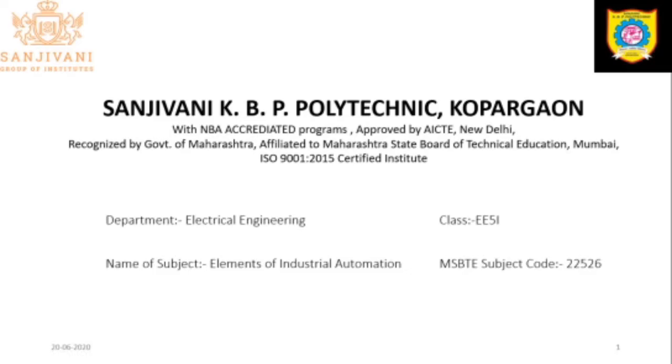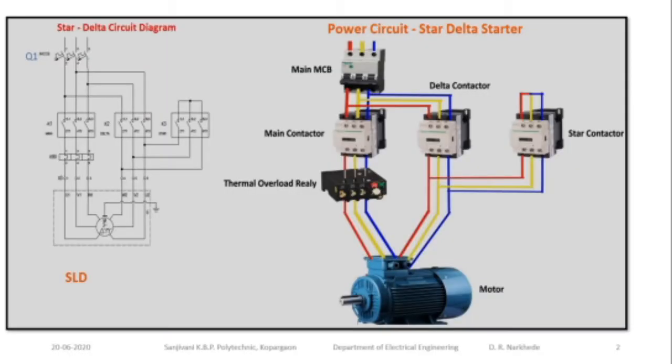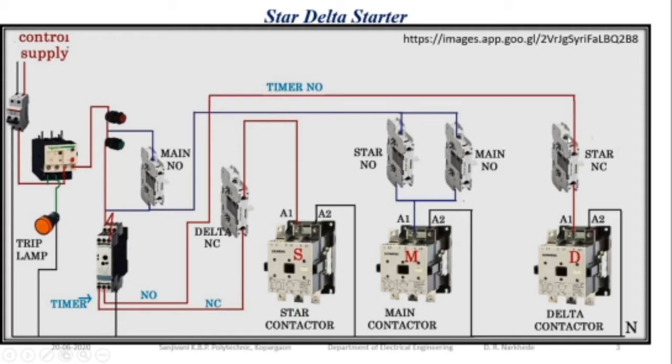Hello friends, in the last lecture we discussed the semi-automatic star delta starter. In the power circuit we already discussed that there is a main contactor, one delta contactor, and one star contactor. Basically the main contactor is directly connected to the motor. Star and delta contactors are connected to the stator winding to make the connection of the stator winding either in star or in delta as per the requirement.